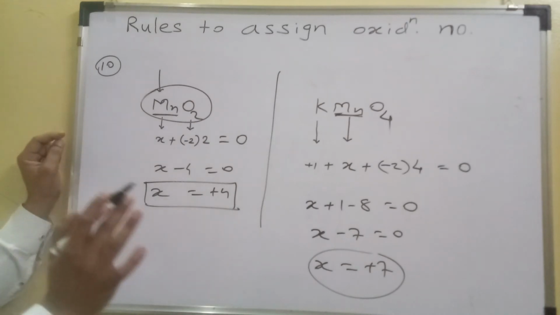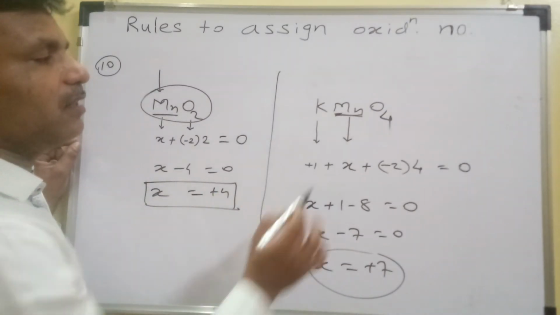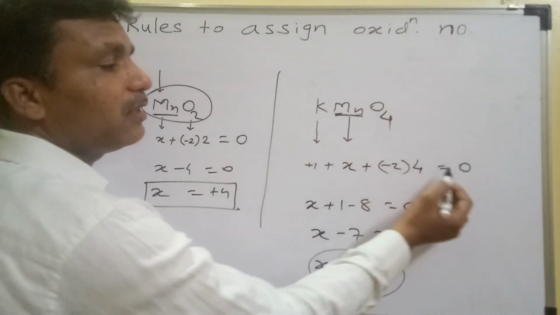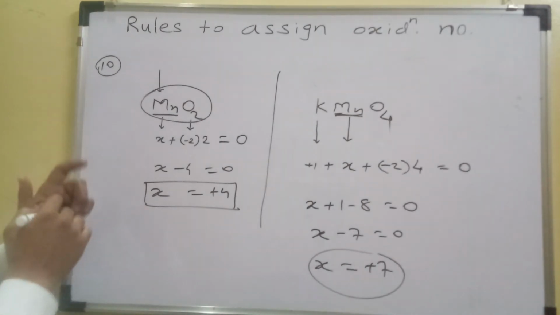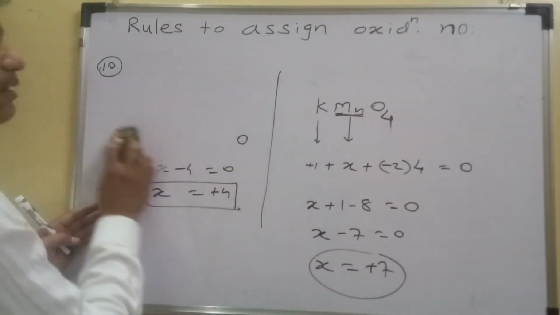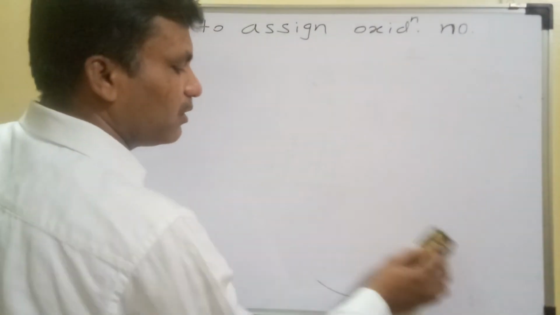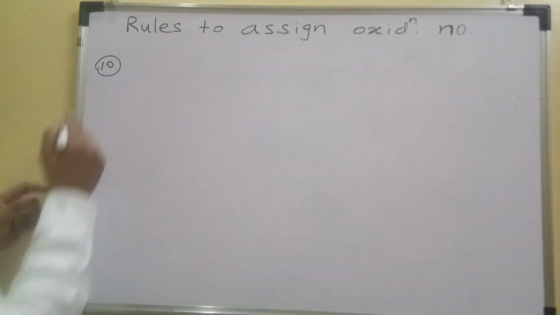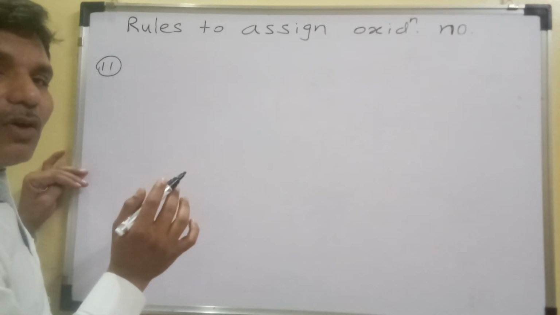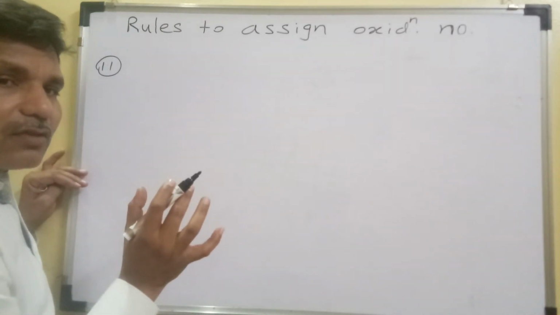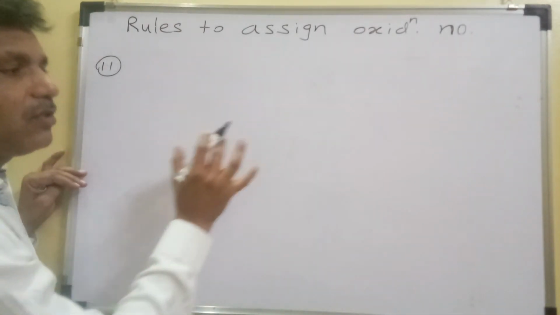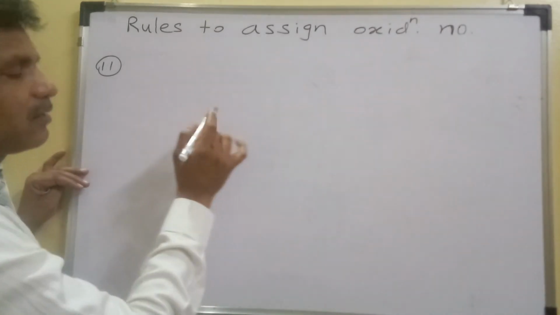So the rule states that the algebraic sum of the oxidation numbers of all the atoms of an element in a neutral molecule is equal to 0. Now if a polyatomic ion is present, then another rule states that the oxidation number of the atoms of elements in the polyatomic ion is equal to the charge on it.